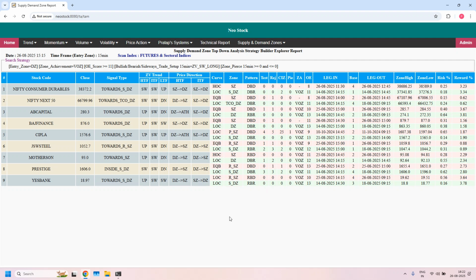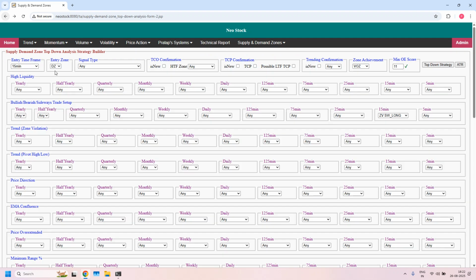Sideways long trade setup for daily income trade. Next, sideways short trade setup for daily income trade. The changes are 15 minute supply zone and also sideways short.